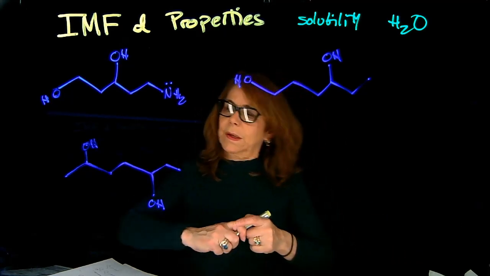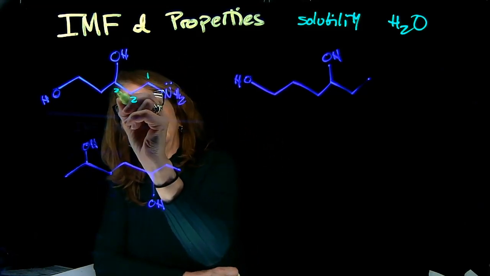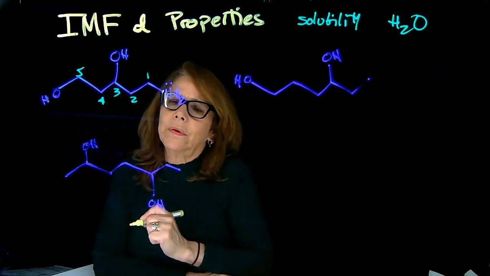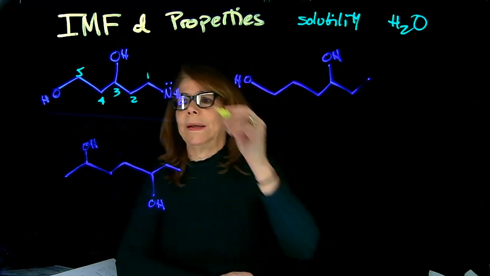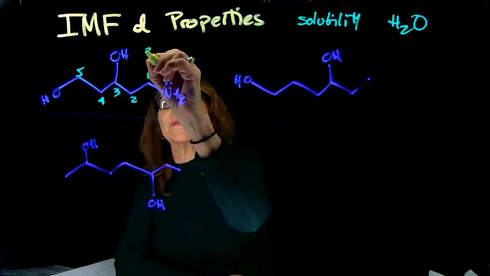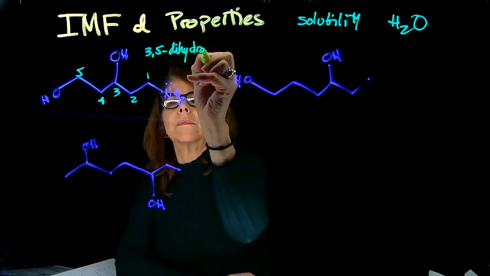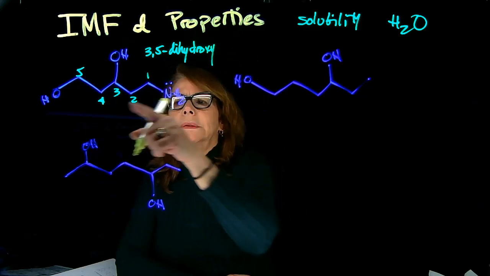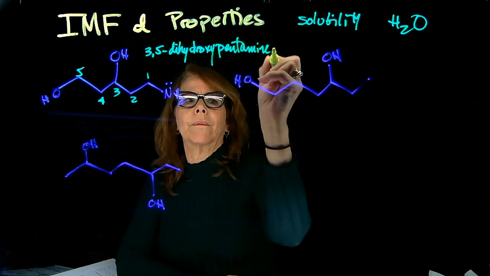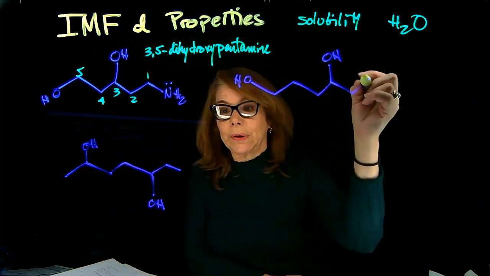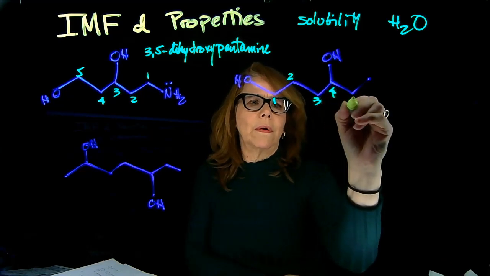Let's start with how many carbons I have here. This molecule has 1, 2, 3, 4, and 5 carbons. So if I am to name it, this molecule is 3,5-dihydroxy pentanamine. Okay, that's one. The number of carbons here is 1, 2, 3, 4, 5, 6.